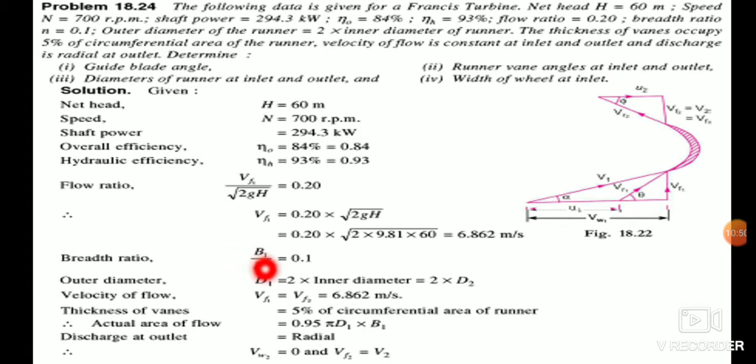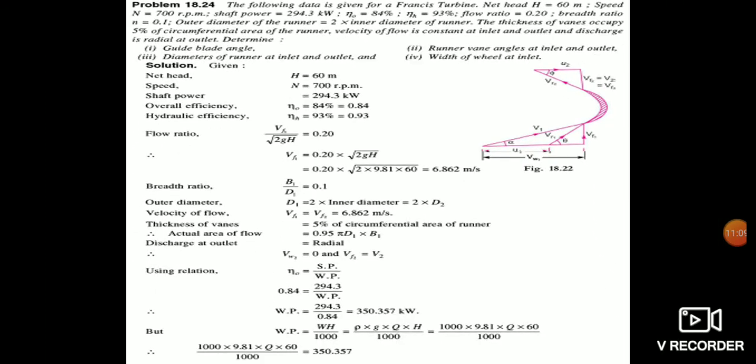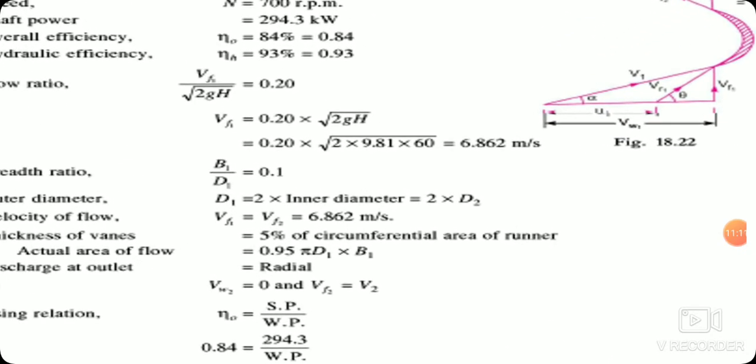Then the outer diameter D1 is 2 into the inner diameter, therefore 2 into D2. So external diameter is D1 always, and internal diameter is D2, because it is an inward flow radial turbine. And velocity of flow VF1 is equal to VF2. So here one condition is there that for this turbine VF1 is equal to VF2.